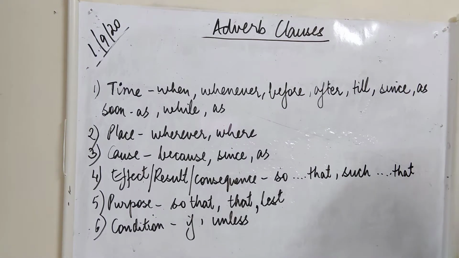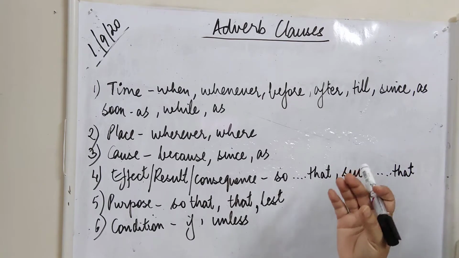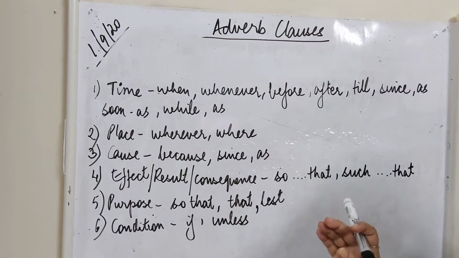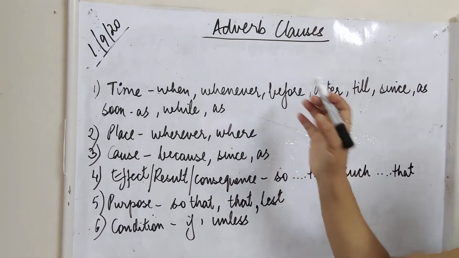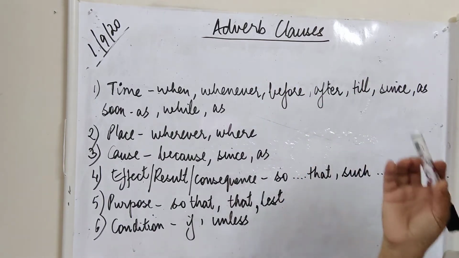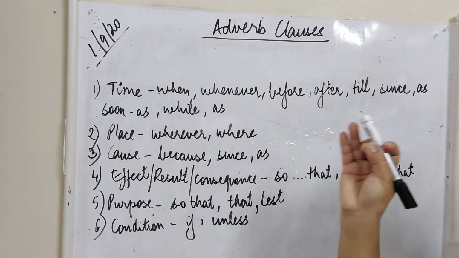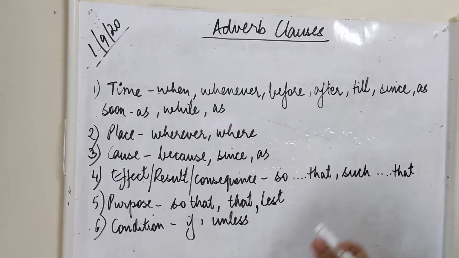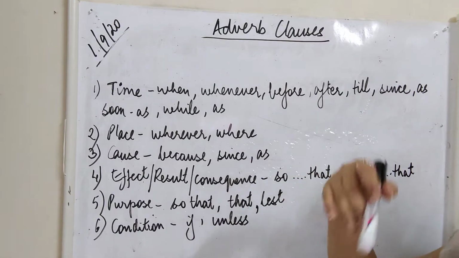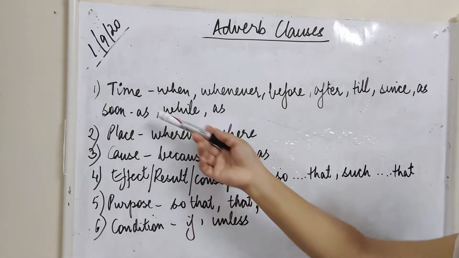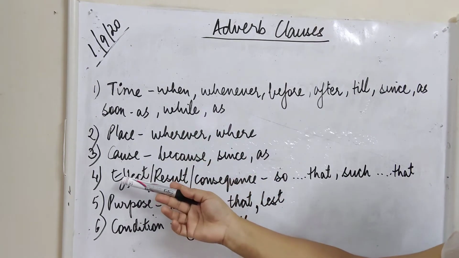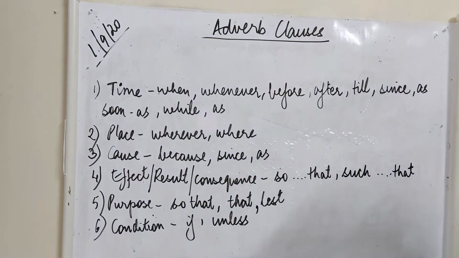As we know, a clause is a group of words that has a subject as well as a verb. Adverb clauses are those groups of words which act as an adverb in a sentence, which complement the verb or an adverb or an adjective. As we all know, there are many types of adverbs like adverb of time, adverb of place, adverb of cause. So, I'm going to give you examples of each one and explain how to identify adverb clauses.